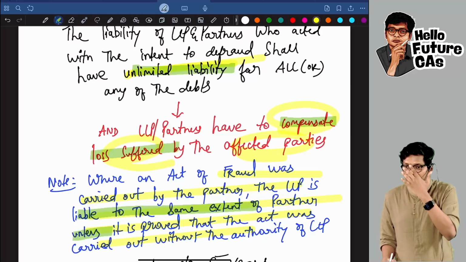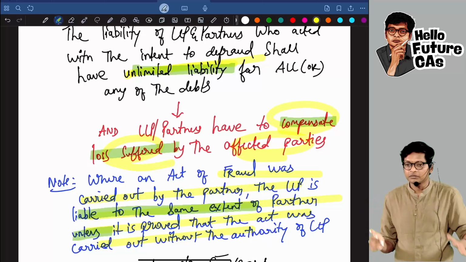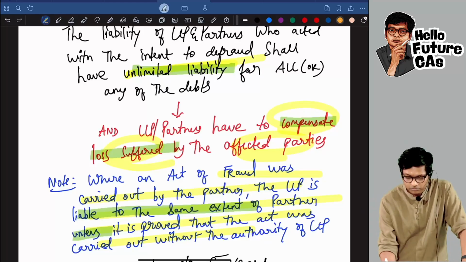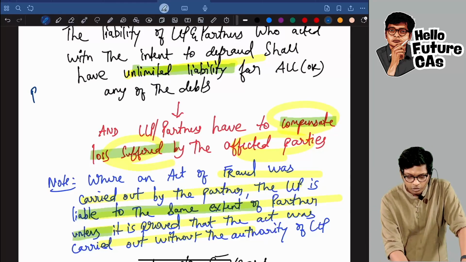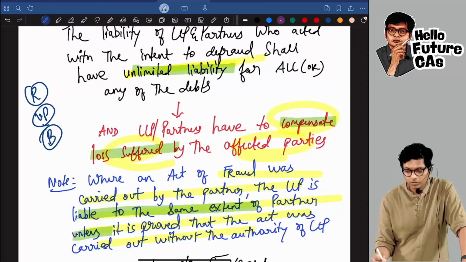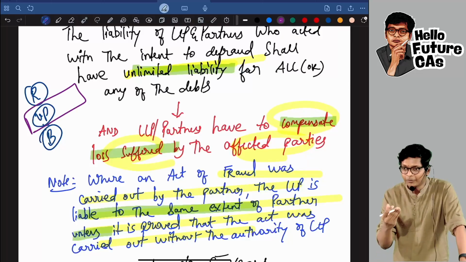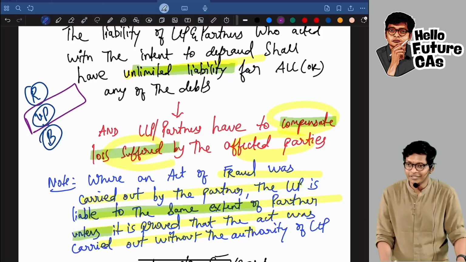Let's take the same restaurant example. Rukmini, Vishnupriya and Bharat are there. Who did the fraud? Vishnupriya did the fraud, example only.